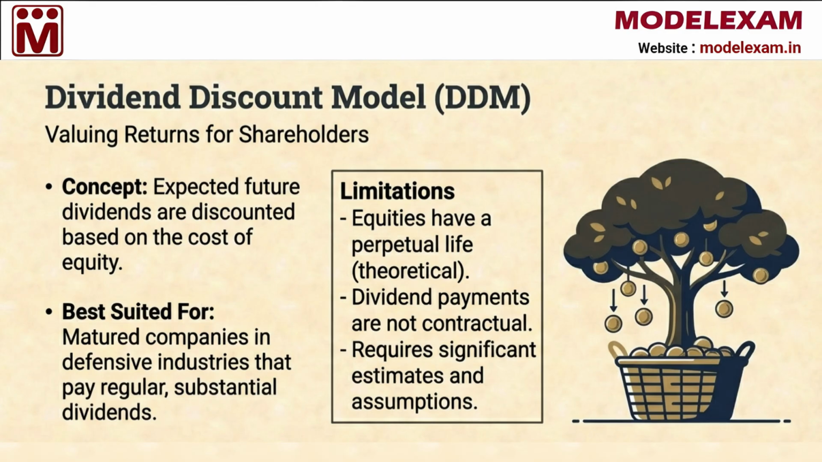One specific method we use is the dividend discount model or DDM. The concept here is that we value the company by discounting its expected future dividends based on the cost of equity. This model is best suited for matured companies in defensive industries that pay regular, substantial dividends. However, it has limitations because equities theoretically have a perpetual life and companies are not legally obligated to pay dividends, requiring us to make many assumptions.